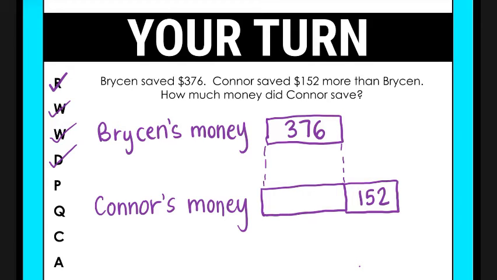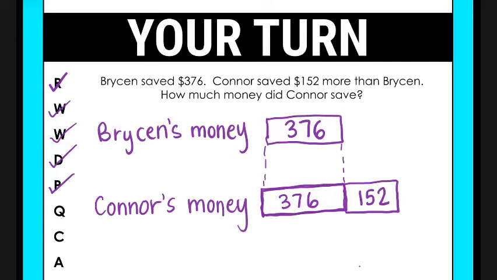So now looking at this part of Connor's unit bar, do I know how much this part is worth? I do, because it's equal to Bryson's, so that part is worth $376 also. So now if I look back up to my word problem, my last sentence says how much money did Connor save? And there's our question mark, so we can check mark the P for plug-in information.